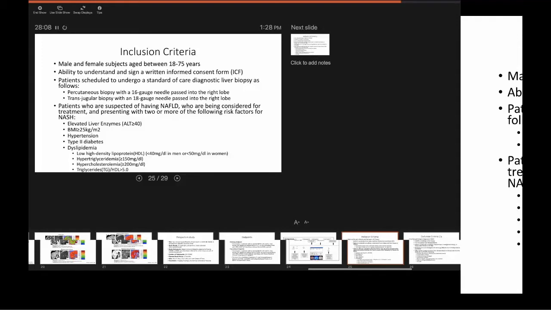Percutaneously, but if we're going to do a transjugular biopsy, we can do an 18 gauge, but we want it all from the right lobe. The left lobe typically overestimates the amount of scarring. We don't want any EUS biopsies there. We want to make sure we can compare apples to apples.